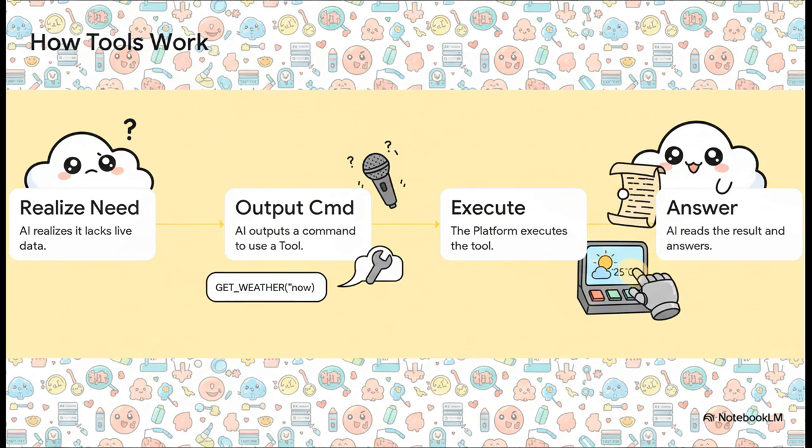Now, a tool is basically just a function, like a weather search API. But here's the secret. The AI doesn't actually click the buttons itself. When you ask for the London weather, the AI thinks, "I don't know the answer to this, but hey, I see a weather tool's available." It writes a text command requesting the tool. Then, the surrounding platform, the software wrapping the AI, reads that command, goes out, checks the weather, and hands the result back. Finally, the AI reads that result and uses its language skills to summarize it beautifully for you.